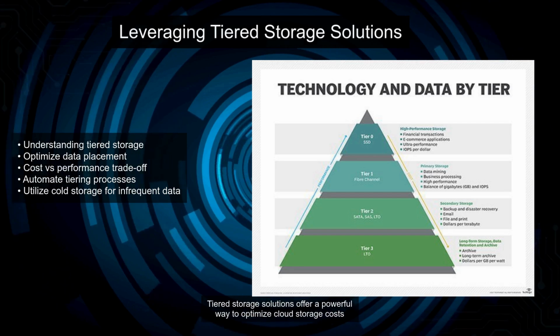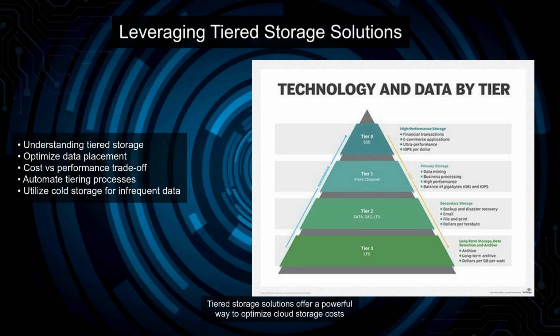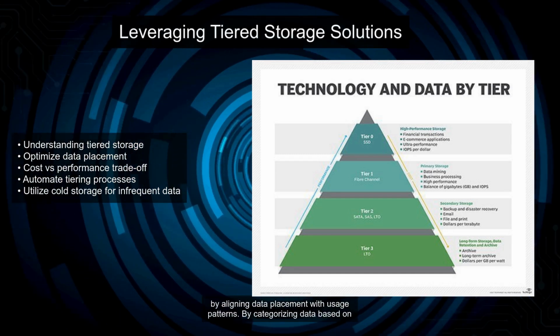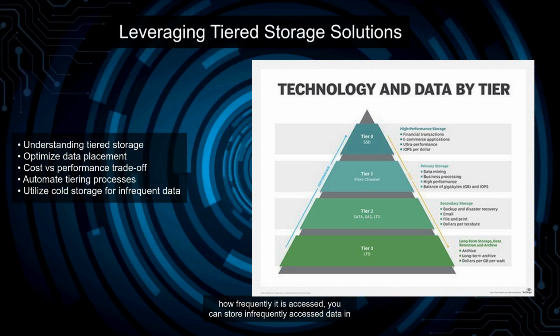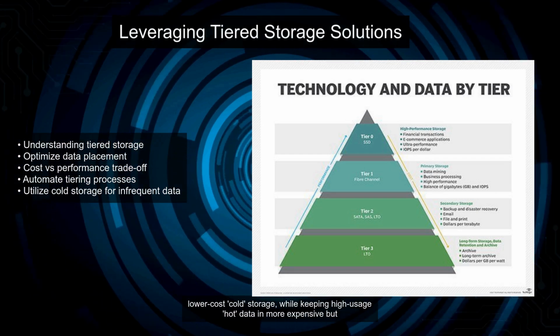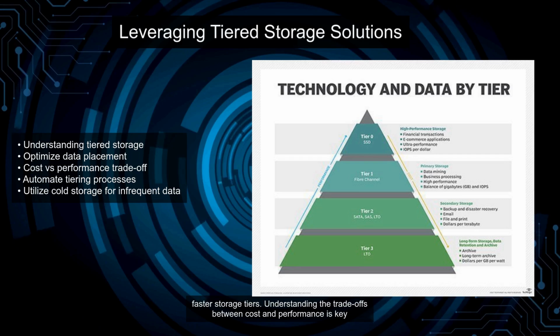Tiered storage solutions offer a powerful way to optimize cloud storage costs by aligning data placement with usage patterns. By categorizing data based on how frequently it is accessed, you can store infrequently accessed data in lower-cost cold storage, while keeping high-usage hot data in more expensive but faster storage tiers.